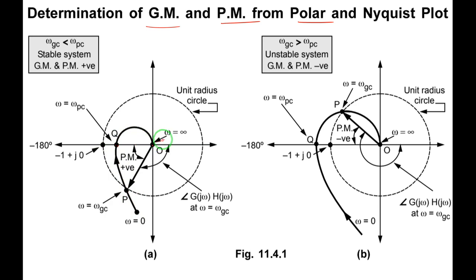Next, how to find out phase margin? It is at omega equal to omega GC. Where will that omega equal to omega GC come? The polar plot intersects the unit circle here, at this point P. The omega equal to omega GC point is here.